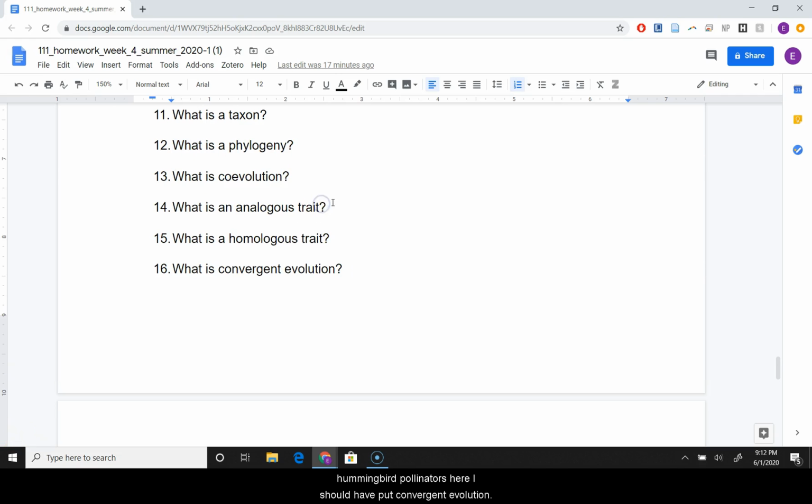Okay, I know I'm talking fast. I'm just really hungry. I put the horse before the cart here. I should have put convergent evolution up here.